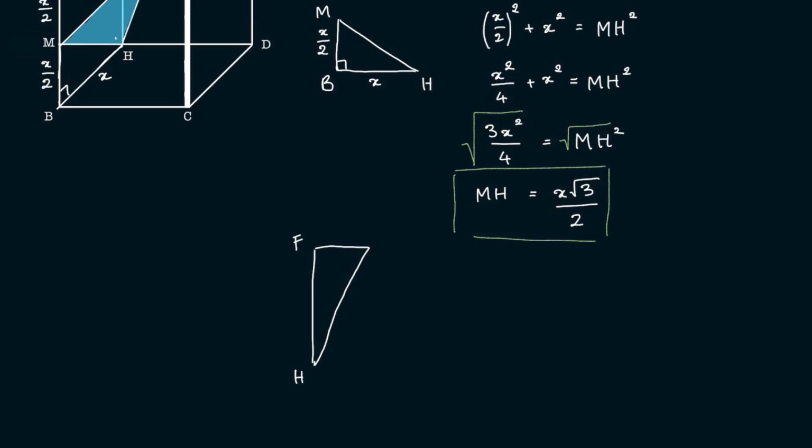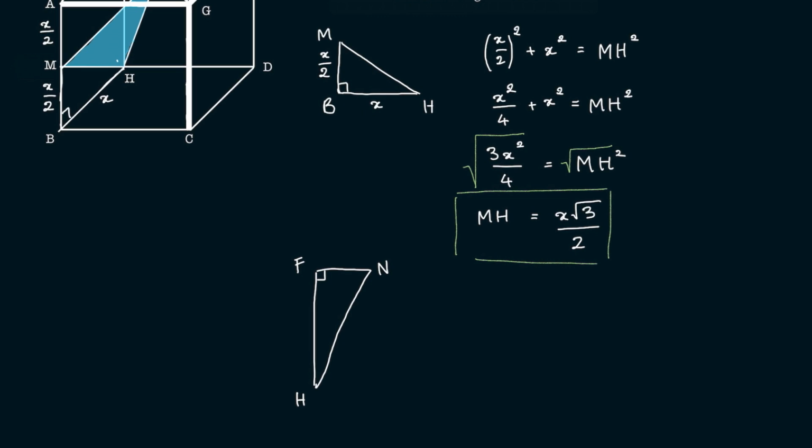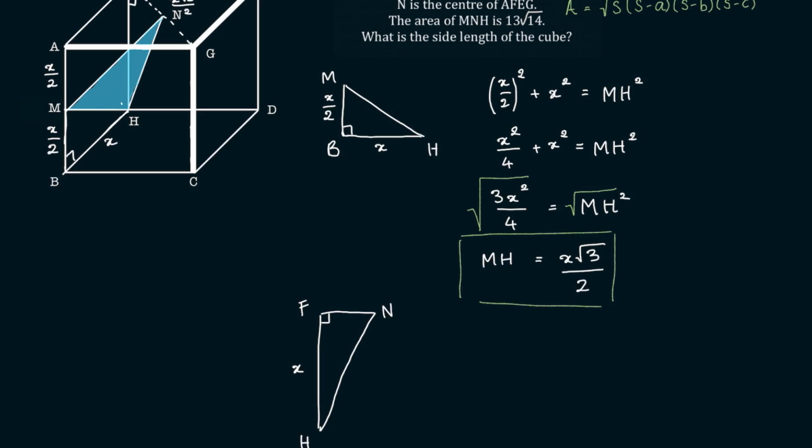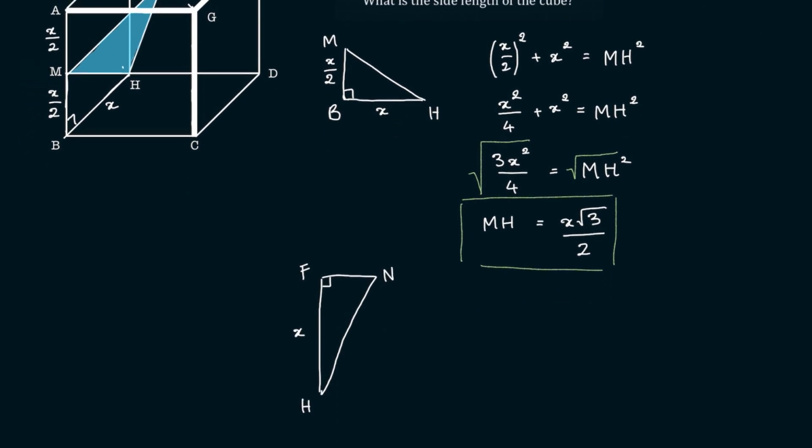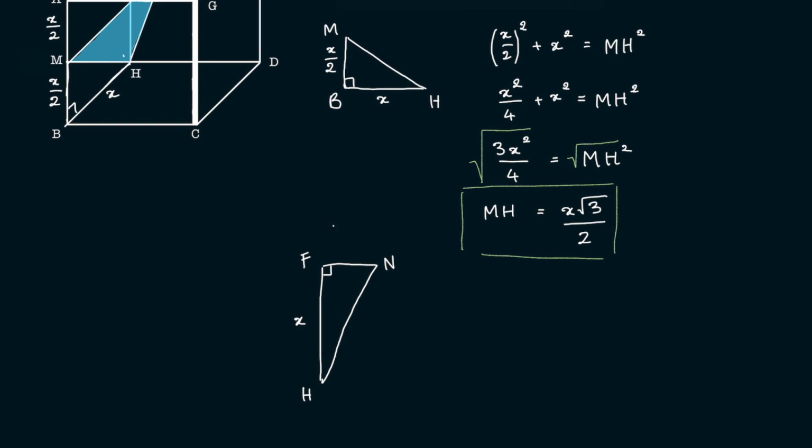Alright, and this is H, this is F, this is N, and that's the right angle. Now FH is going to be X, since that's the side length of the cube. FN is X radical 2 over 2, since it's a half of the diagonal. And now we can use the Pythagorean theorem once again to solve for NH.